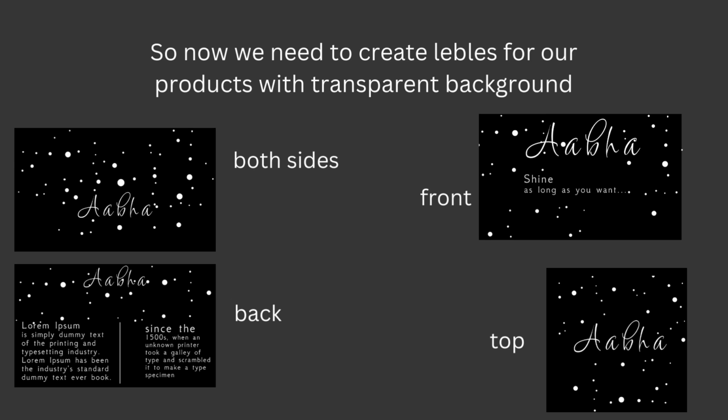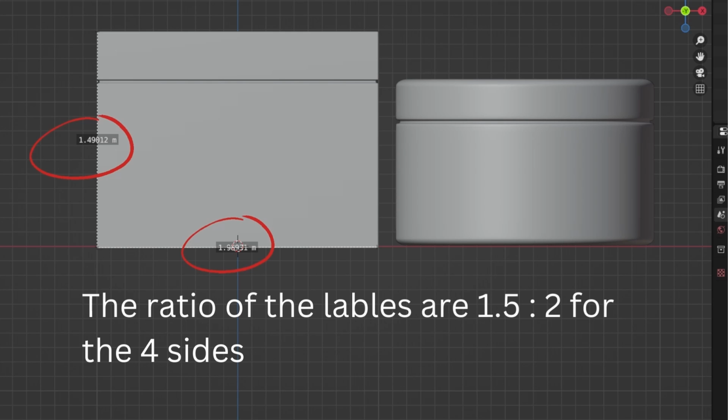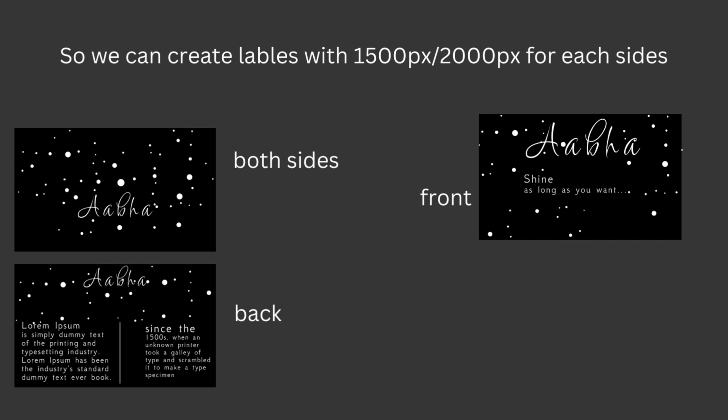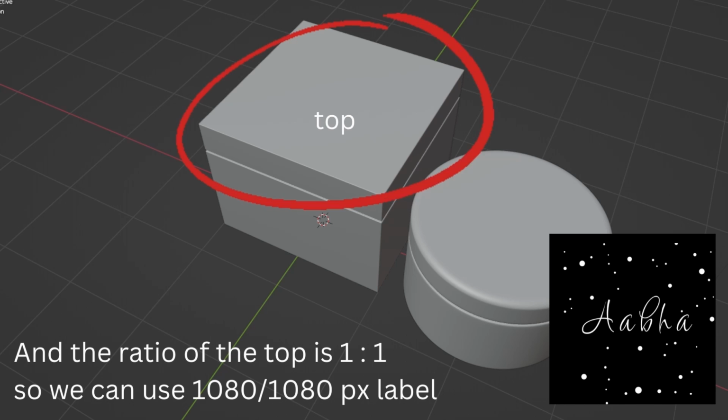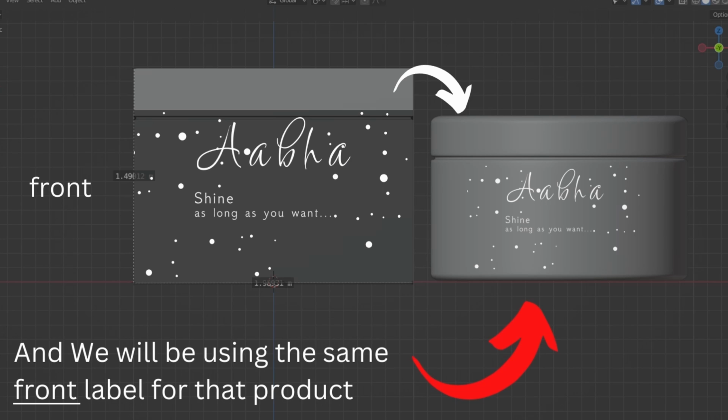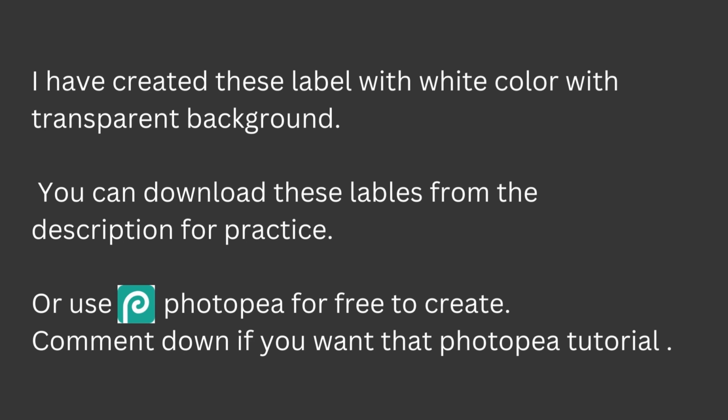Now we need to create labels for each side with a transparent background. The ratio of the sides are 1.5 meters by 2 meters, so we can choose 1500 pixels by 2000 pixels labels. And the top face is a square, so we can use 1080 by 1080 pixels labels. And for the cylinder, we will use the same front label as the box. Remember, you need a transparent background. You can also download these labels for free to practice.